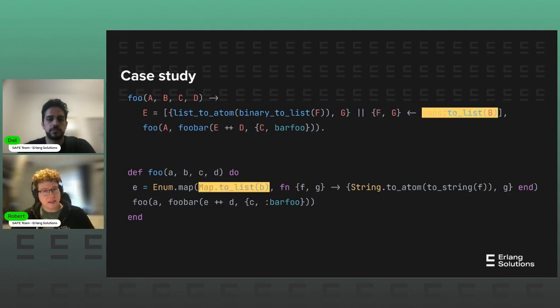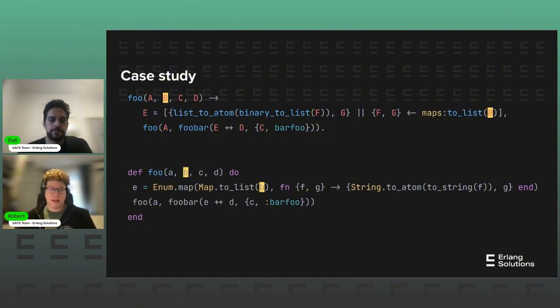Okay, but that's also coming from somewhere. And in both cases, it is coming from the maps to list, or like in the Elixir variant, the map to list. And we need to continue our investigation. So we need to check the parameters of this function call, and that is the variable b.